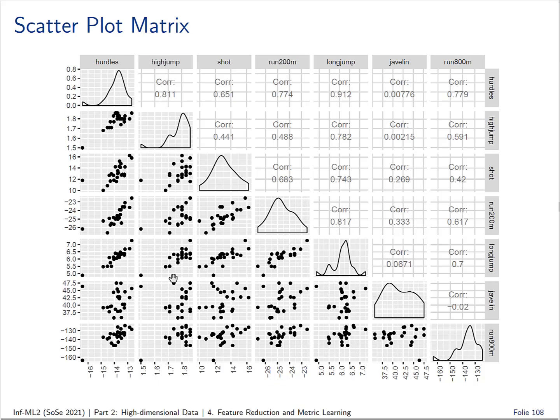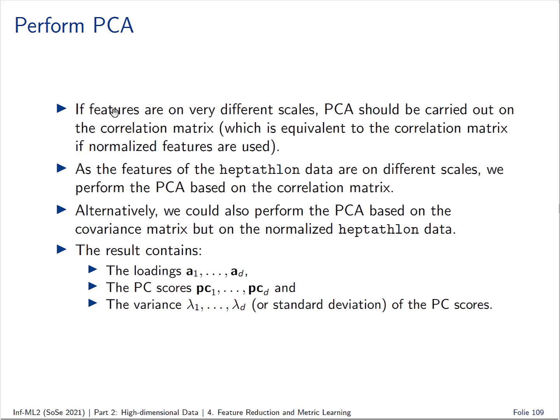They show you a little bit of the relationships, but only pairwise. And there's nothing that tells you that two or more features depend together on each other, but are pairwise uncorrelated. That may happen, of course. But anyway, there seems to be some correlation, especially with hurdles and high jump and stuff like that. So let's see if we can get something with PCA.